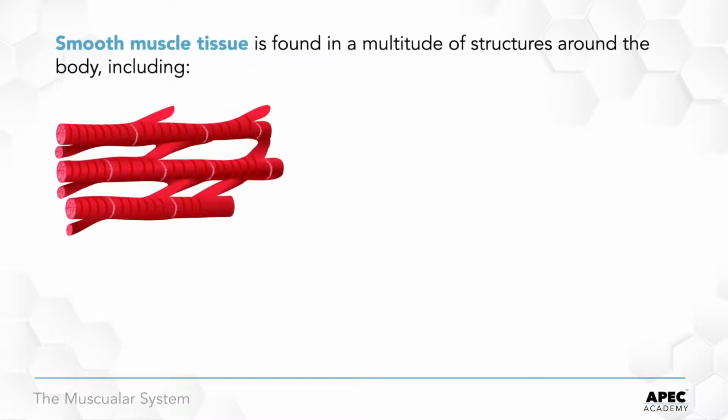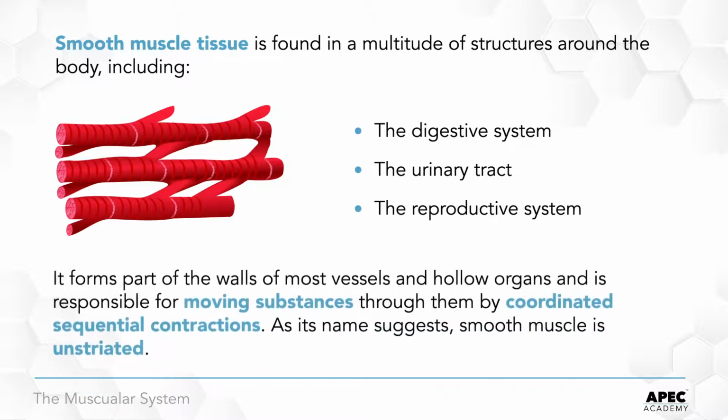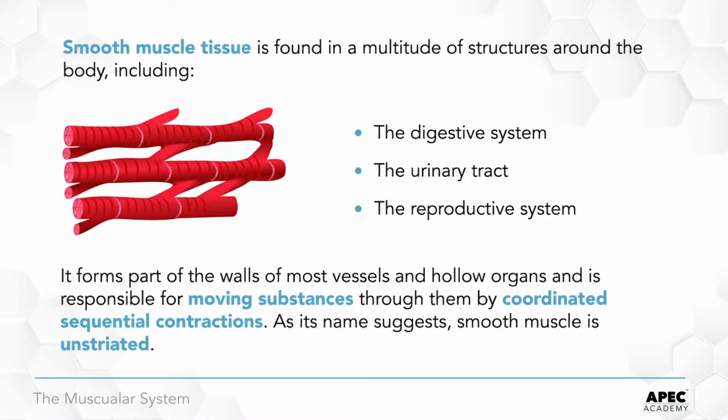Smooth muscle tissue is found in a multitude of structures around the body, including the digestive system, the urinary tract, and the reproductive system. This type of tissue is involuntary, i.e., its actions are controlled directly by the autonomic nervous system under unconscious control. It forms part of the walls of most vessels and hollow organs and is responsible for moving substances through them by coordinated sequential contractions. As its name suggests, smooth muscle is unstriated.